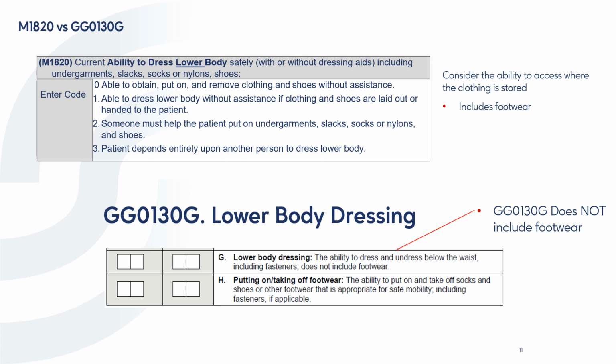Same again with the lower body dressing items. M1820 and GG0130G are very similar. Where it does differ, though, is that the M1820 item also considers footwear. So that's all part of the lower body dressing items. The GG items have broken footwear out onto their own. That is the H item. So there you might have that difference going on between the scoring just because of that footwear. And of course, there's always that, consider the ability to access where the clothing is stored.